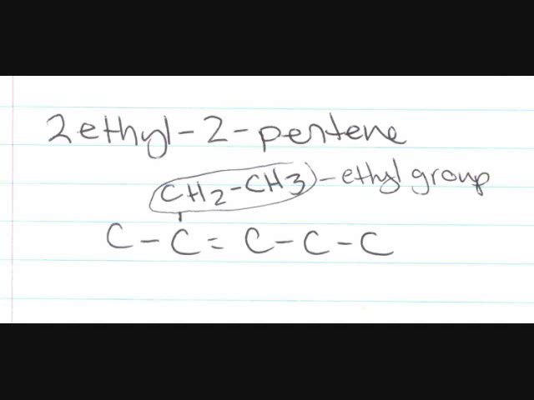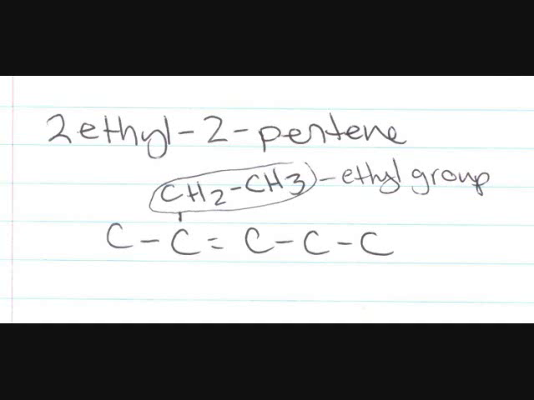Now what? Are there two ethyl groups, or is there an ethyl? One ethyl group off the second carbon. If there were two ethyl groups, it'd be 2, 4 diethyl. You have to specify where. You gotta tell it where it goes.